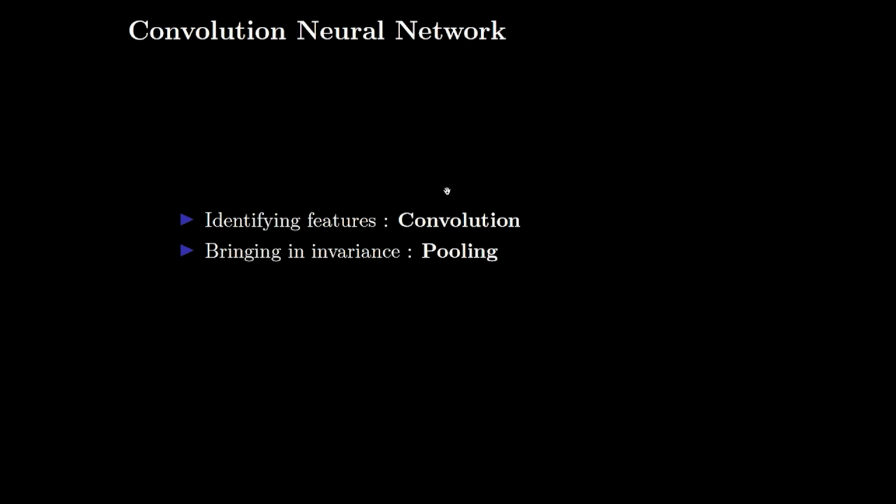So, the basic blocks in a convolutional neural network are convolution and pooling. During convolution, we identify features, that is, we identify a filter or a kernel that can extract features from the given input. During pooling, we bring in invariance by discarding a few values. We will understand this further.